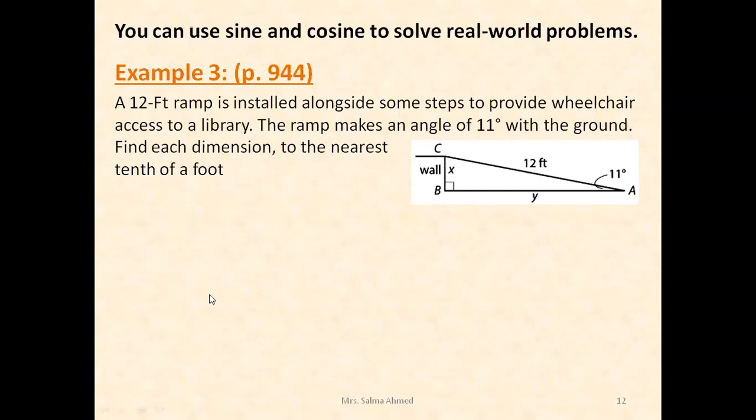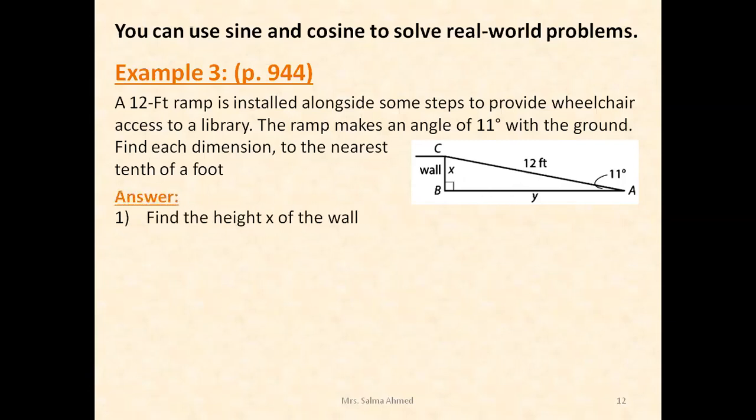So I need to get the other two sides, the unknown two sides. Here he gives me the ramp, which is 12 feet long, and he gave me the angle of the ramp, which is 11 degrees with the ground. So I need to find how tall the wall is and how far the ramp is going to stand from the wall. So I need to get x and y.